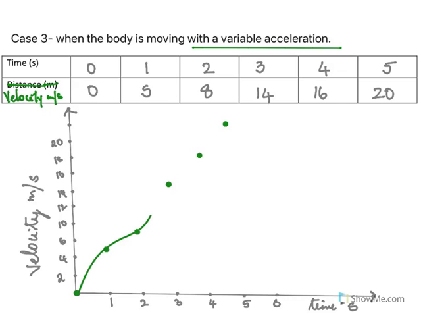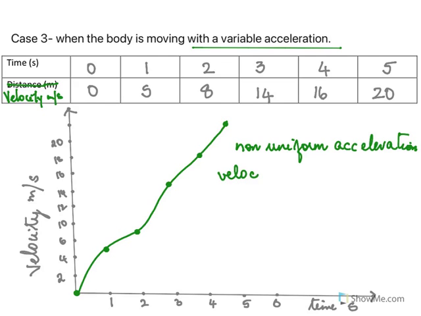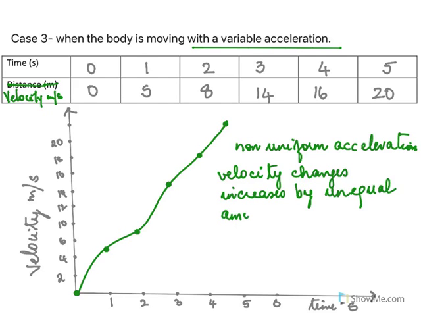And if you notice now, it's not a straight line, it's like a curved line. So this is non-uniform acceleration. And what is non-uniform acceleration? It is when the velocity changes, but how does it change? In this case, it increases by unequal amounts in equal intervals of time.